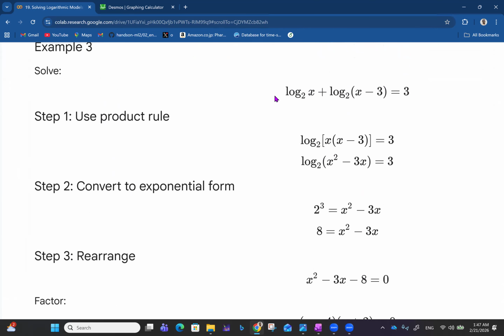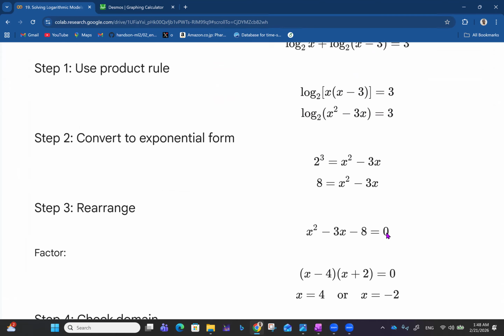Okay, you can then use the product rule, where you have log base 2 of x times x minus 3 equals 3, and you can expand that as x squared minus 3x. Then 2 raised to power 3 equals x squared minus 3x. That means 2 raised to power 3, which is 8, is equal to x squared minus 3x. Then you can form a quadratic expression, x squared minus 3x minus 8 equals 0.